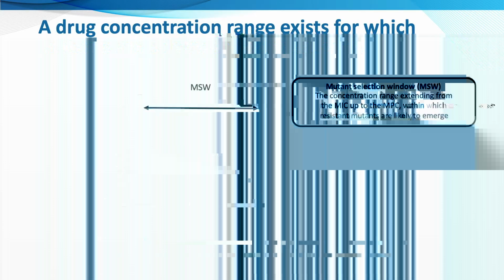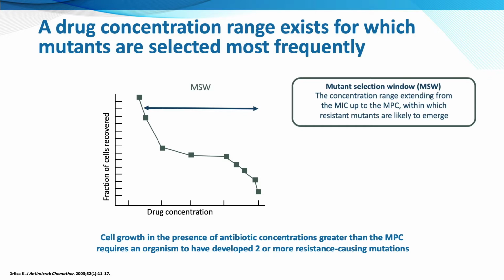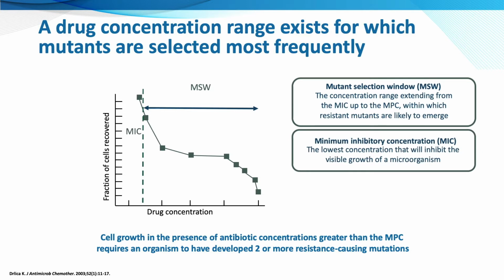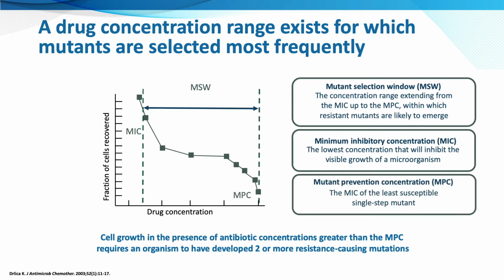The concept of the mutant selection window is that a drug concentration range exists where resistant bacterial mutants are selected most frequently. The mutant selection window is best described as follows. It is the range of antibiotic concentration that lies in between the minimum inhibitory concentration, or MIC, and the level at which all bacteria are inhibited and no mutants are then produced, called the mutant prevention concentration, or MPC.